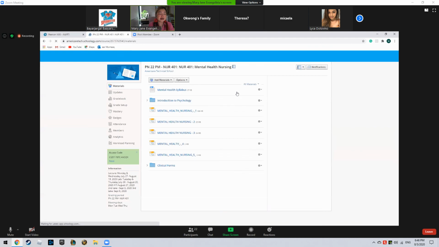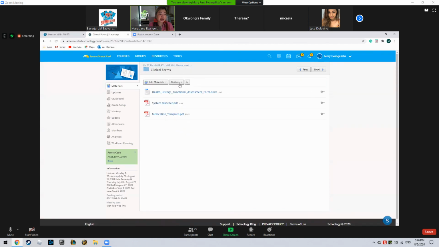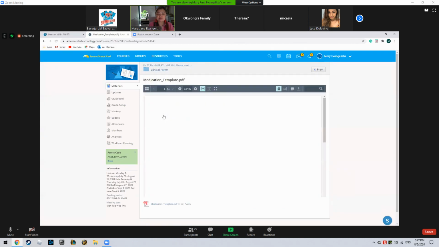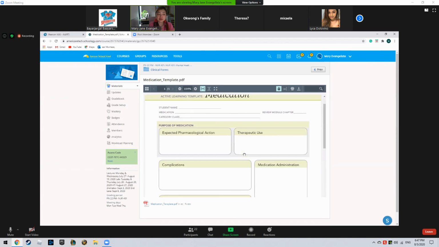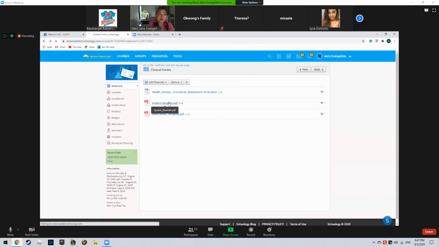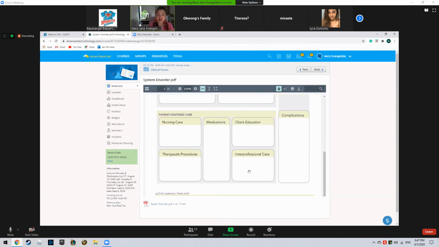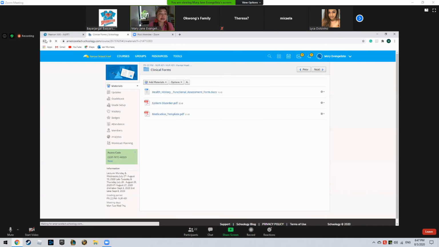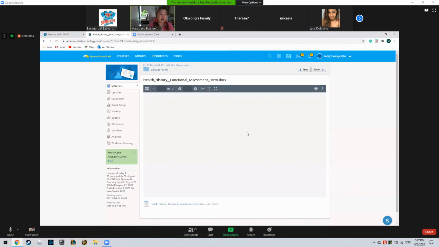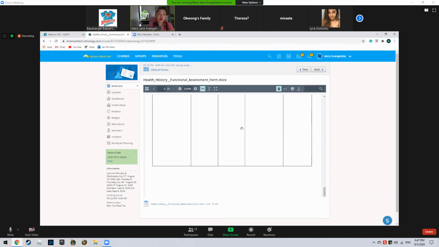So this is the example. Example medication template. You have to do the medication template. This is only an example, okay? Another one, clinical system disorder. For example, I want you to do the care plan of schizophrenia, so you have to fill up this one. This is only an example. And then example assessment form. I want you to do the mental assessment for the patient. So you have to fill up this one.